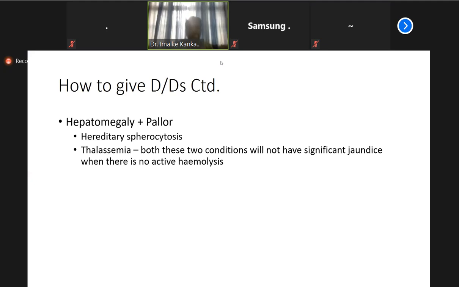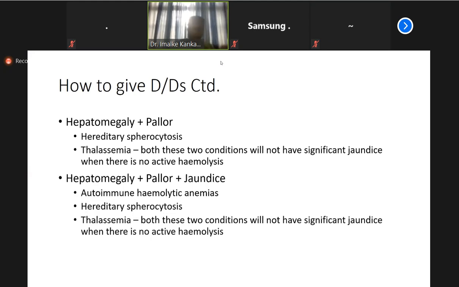Okay, now hepatomegaly plus pallor. Now, when there is pallor, okay, think about anemias. When there's hepatomegaly, you know things, right? So then hepatomegaly and anemia, okay, could be hereditary spherocytosis, thalassemia, even Wilson disease is a possibility here, hepatomegaly and pallor. But in Wilson, you will get mild tinge of jaundice also, right? So hepatomegaly plus pallor plus jaundice.